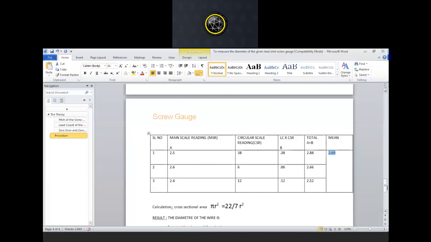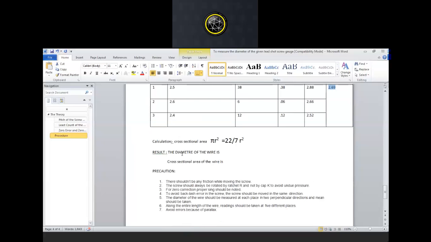Okay. Then next part is result. That means the diameter of the wire is this much, and the cross-sectional area you will get after calculating. And precautions are the portion you must write in your copy. Because in the part of precautions you will get to know what you should not do during performing the experiment. These 7 steps you should not do.